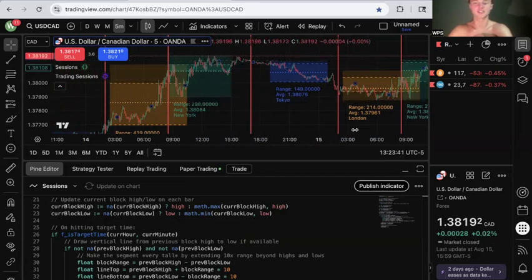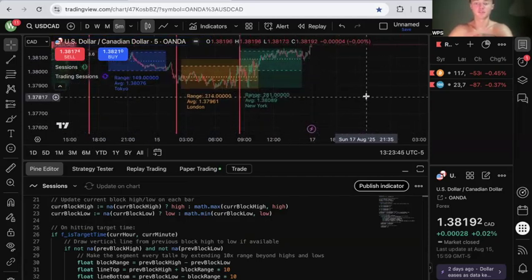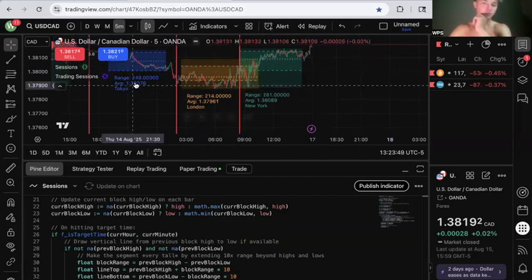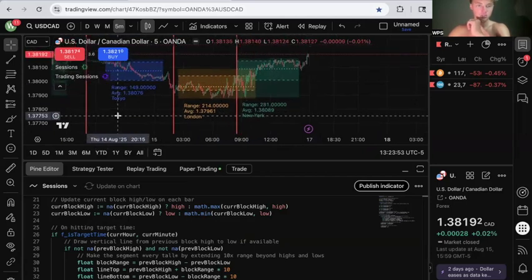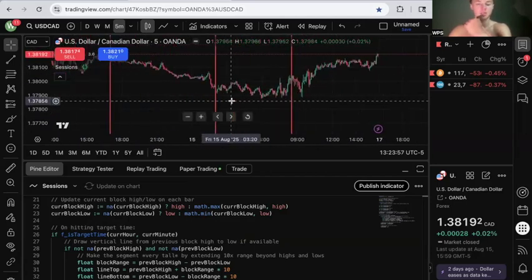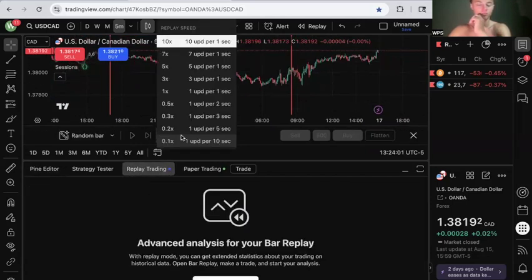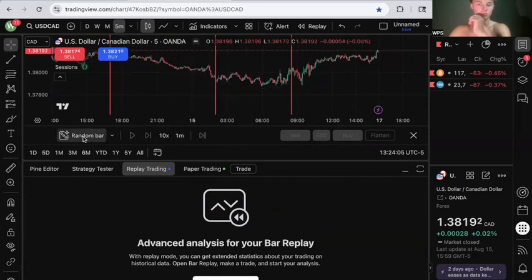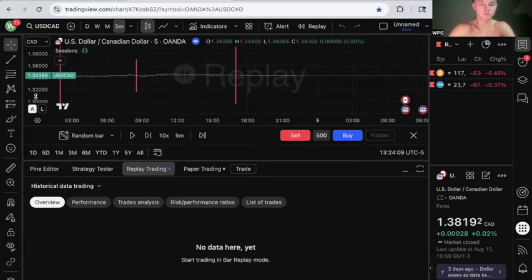And given my new session trading strategy with consolidation, manipulation, and reversal and continuation, this should make trading a lot simpler, especially with these gaps. So I do use this to an extent. I'm going to get rid of that and start replay trading. Okay.